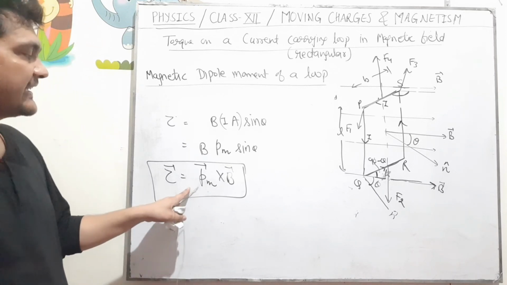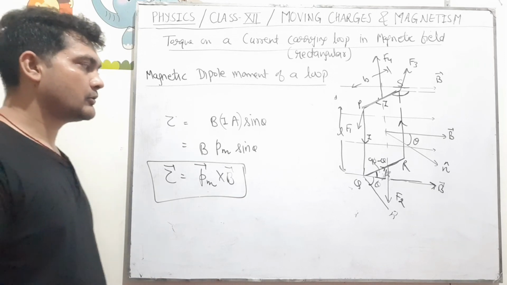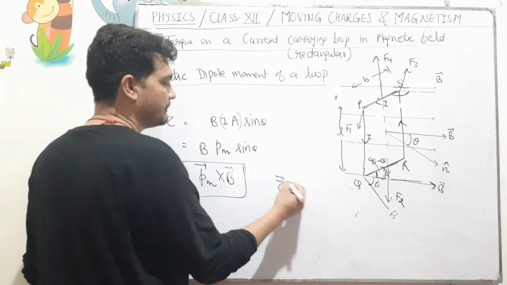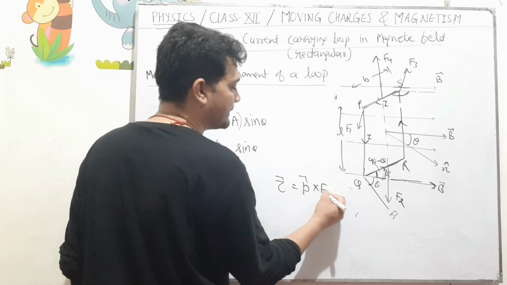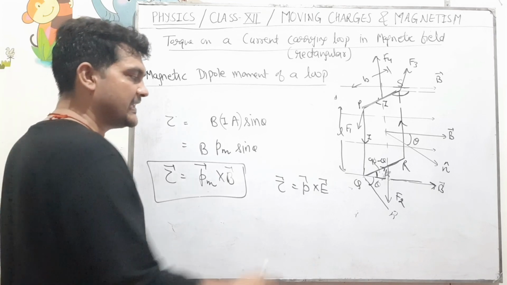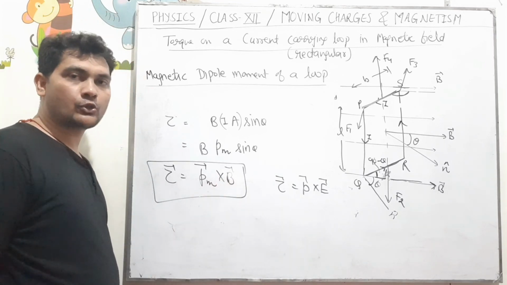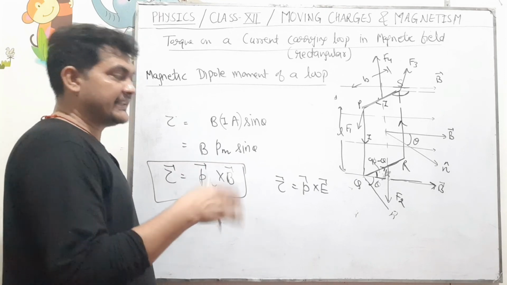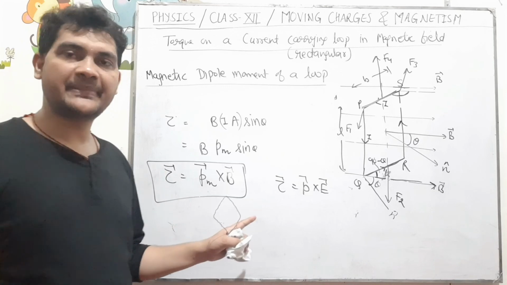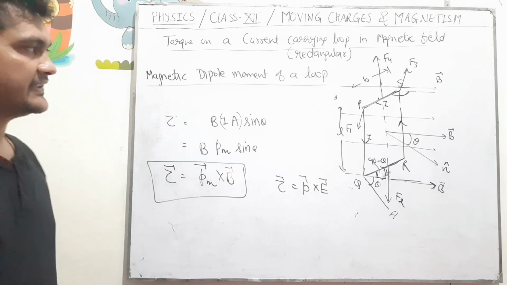Here Pm is magnetic dipole moment and B is magnetic field. Like we have torque on an electric dipole, you can remember that torque on an electric dipole was P cross E, where P was electric dipole moment and E was electric field. And here the torque on a magnetic dipole, the torque on the loop, is given by Pm cross B. Pm is magnetic dipole moment and B is magnetic field. So this is the topic.